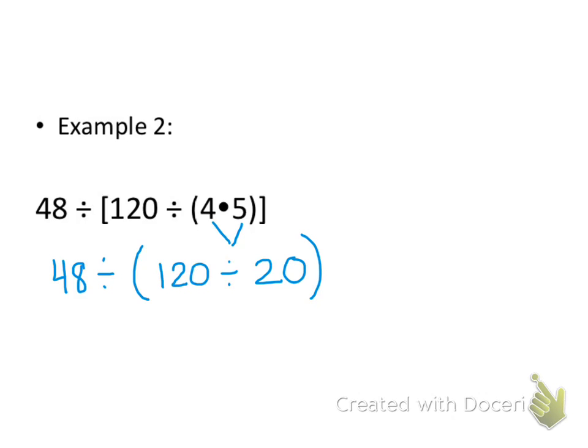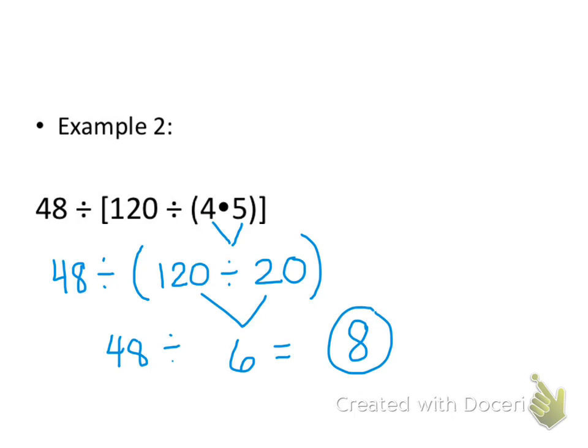Again, I still have that parenthesis, or it was the bracket, and so that's the part that I'll do first. 120 divided by 20 is 6, and bring down my 48 divided by 6. In this case, my final answer would be 8.